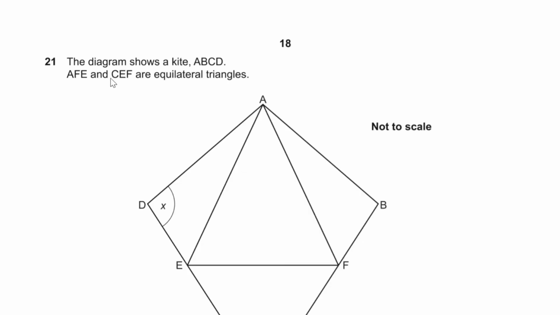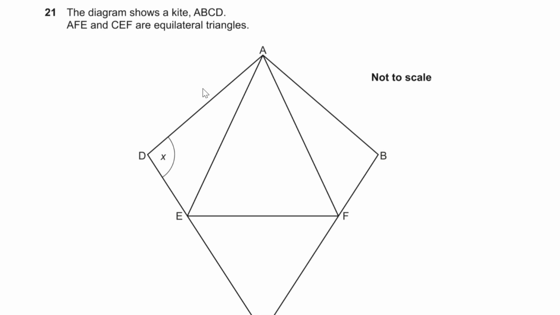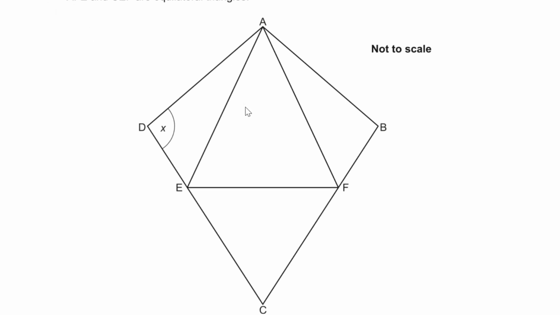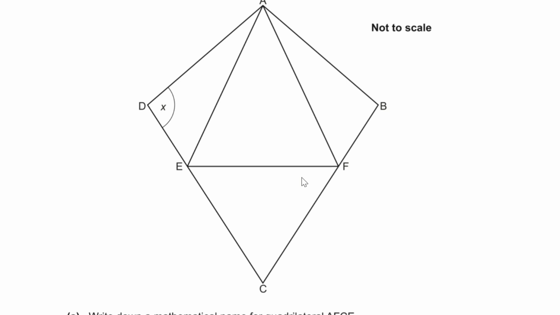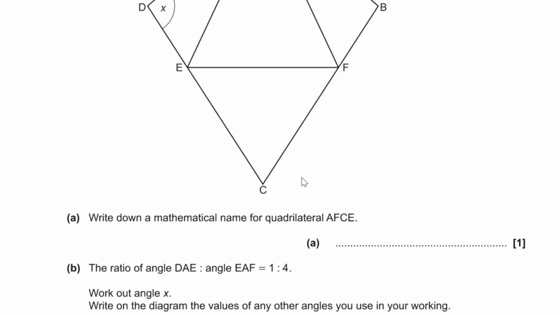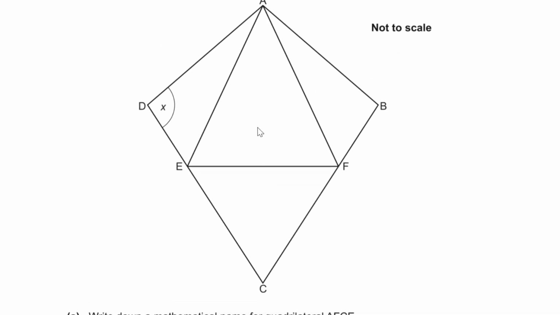Question number 21. The diagram shows a kite ABCD, and AFE and CEF are equilateral triangles. So we've got this triangle and this triangle being equilateral triangles. And if that's the case, that means these two triangles will be equal, because if they're equilateral triangles, this length equals this length equals this length, and if this is also an equilateral triangle, this length equals this length equals this length.